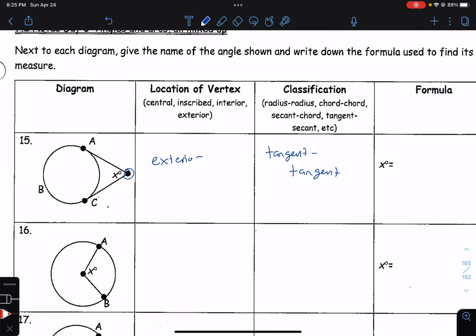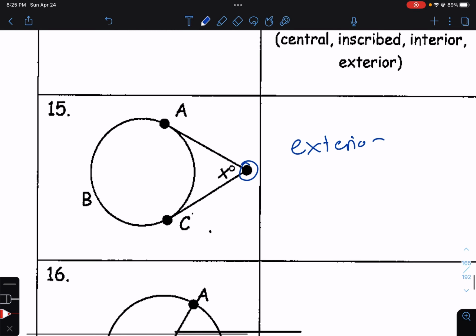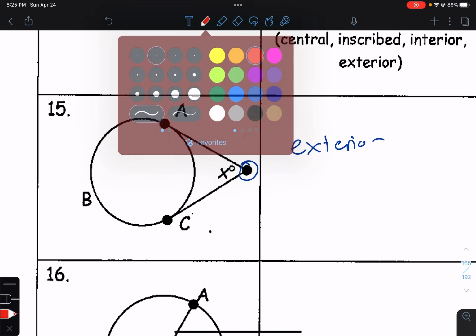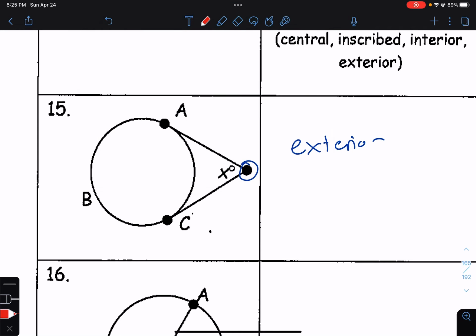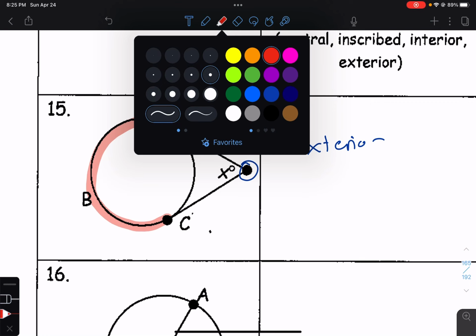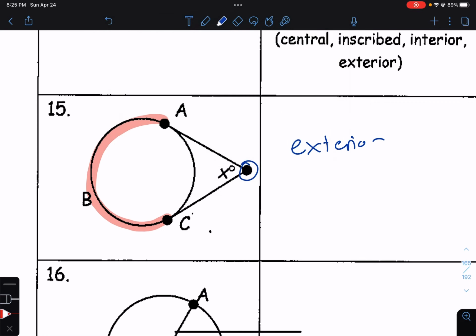And the formula that we're going to use for this is, let's see, what 2 colors should I use? We'll do red and blue. All right, so on the outside here, we have arc ABC, okay? And then on the inside, we have arc AC, okay?